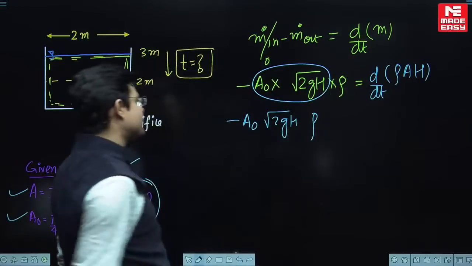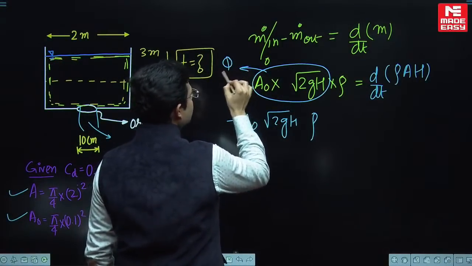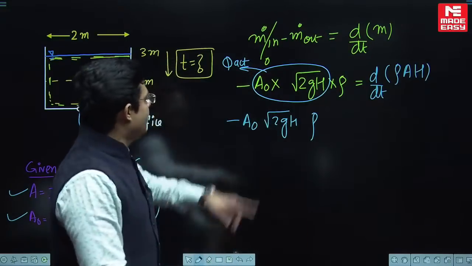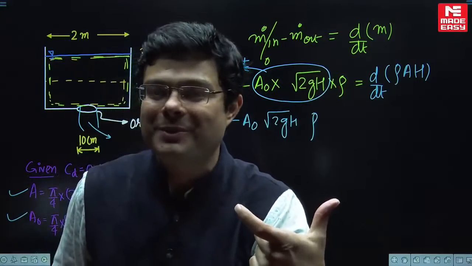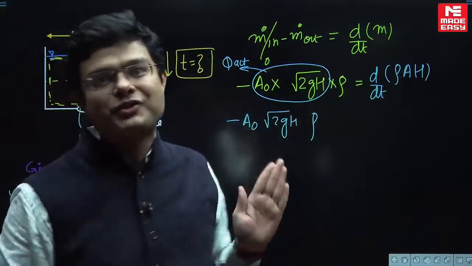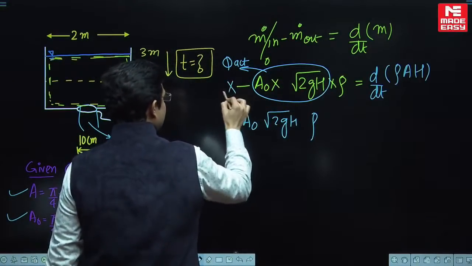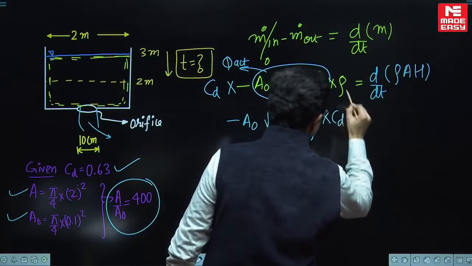One more thing I was telling you guys. This term should be the actual discharge. Area into under root of 2gh, but CD is given in the problem. So multiply this discharge with CD to convert into actual conditions so that we get the real thing. So this term should be multiplied with CD.